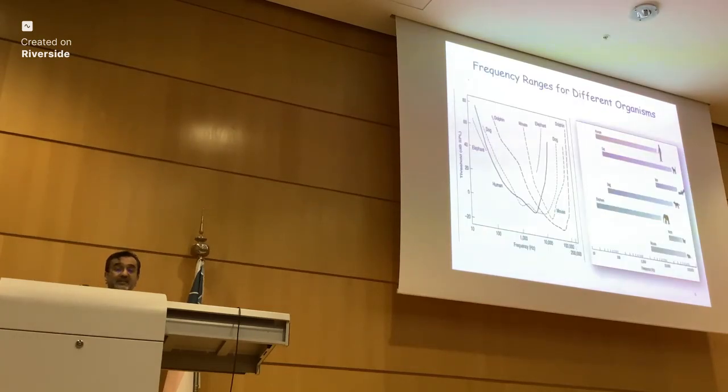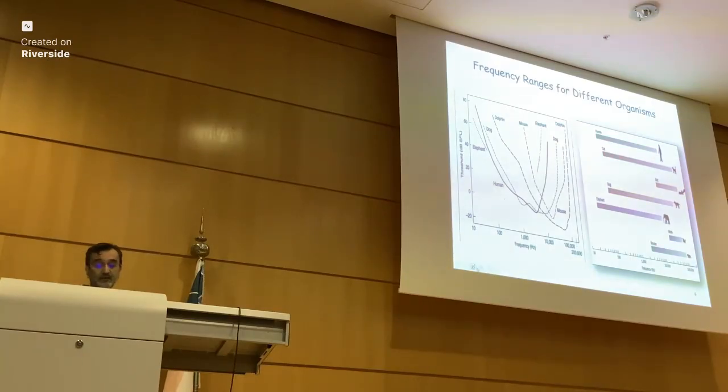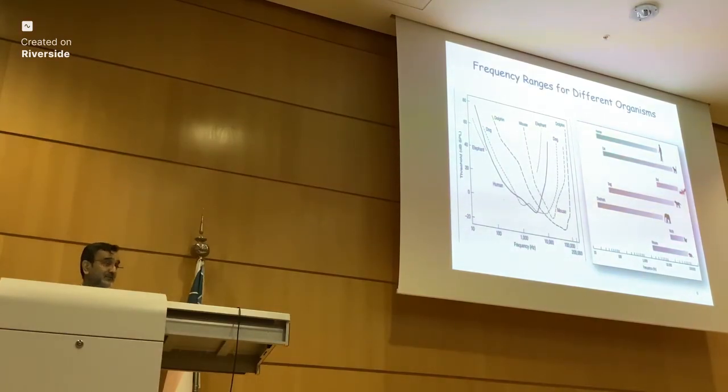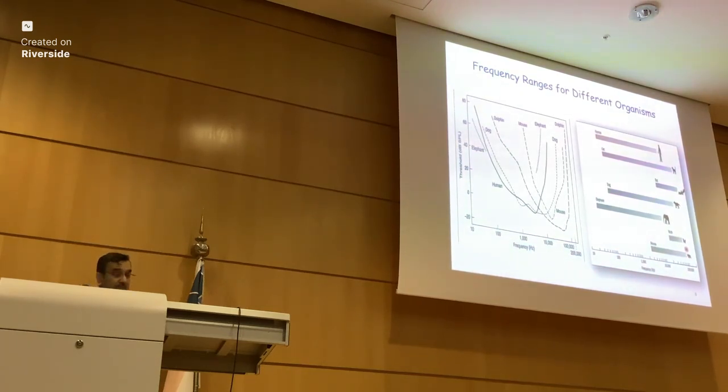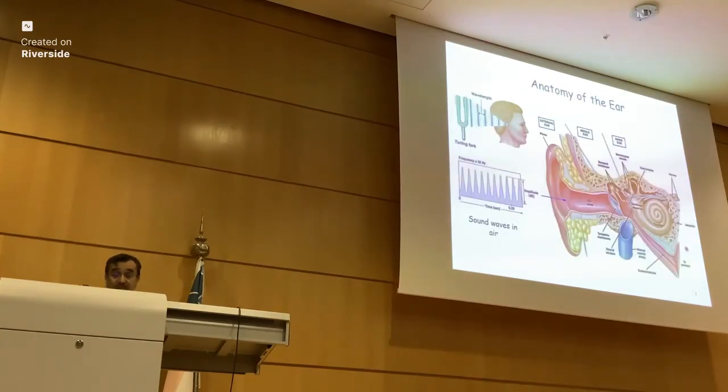Okay, now you can see this is a frequency range chart, and you can find that humans are able to hear sound between 20 hertz and about 20,000 hertz. But bats hear sound between 10,000 and 100,000 hertz, so they can hear very high frequency sounds. Compare this to mice, which can also hear very high frequency sound, up to 100,000 hertz.